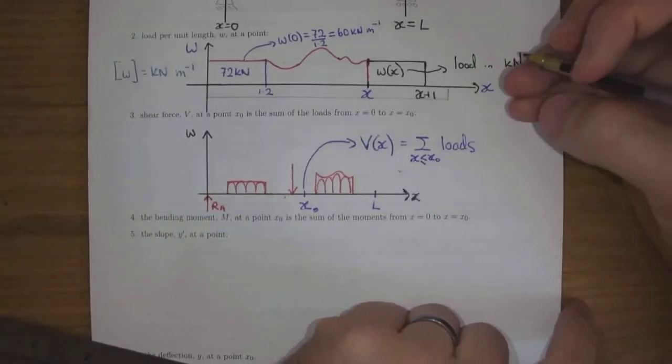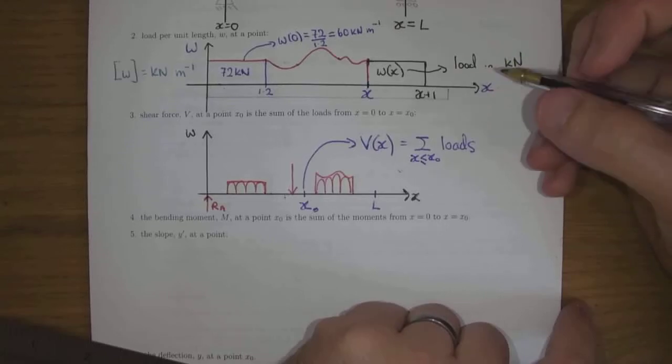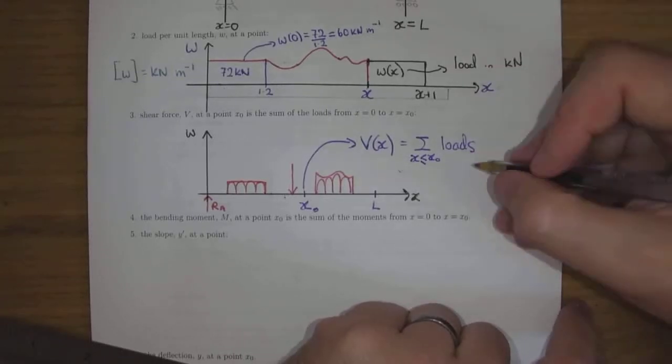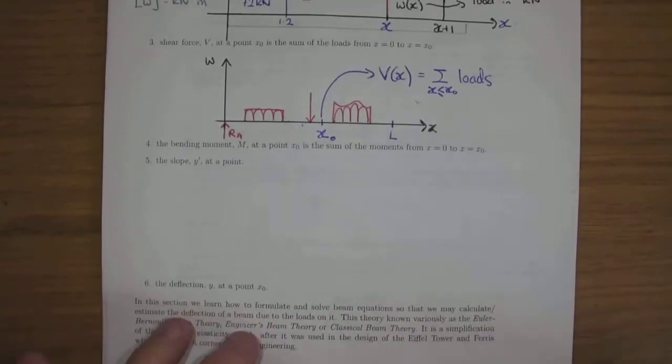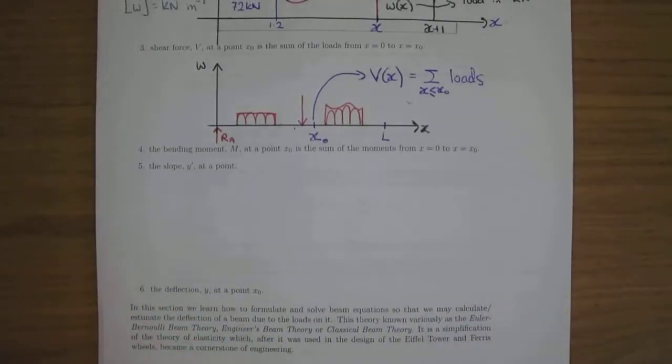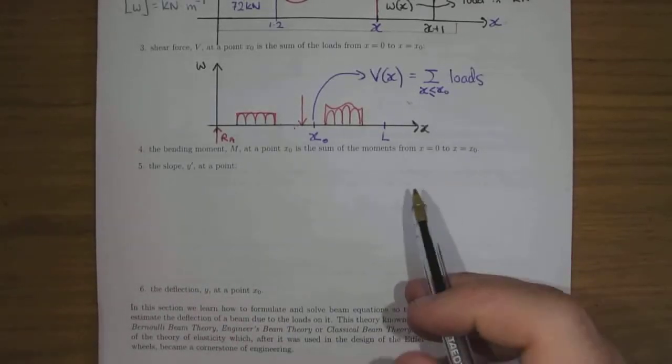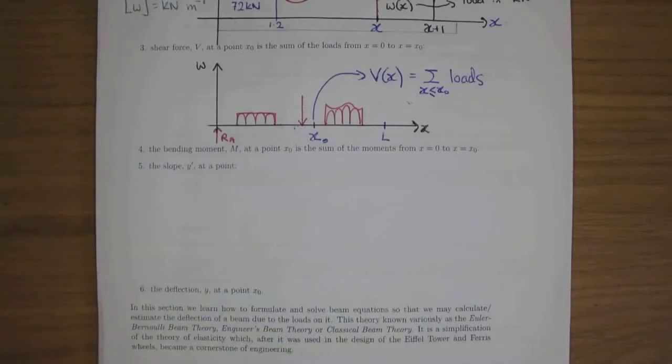And maybe I should also include the reaction. It's a little bit messy. There could be a minus reaction or a plus reaction. It'll all come out in the wash for us mathematically, but for us the shear is basically the sum of the loads. Okay. The bending moment is something that I don't really understand very well, no matter how long I teach this, but it's something that you're supposed to know. It's a similar story, but it's the sum of the moments from 0 up to x at the point.